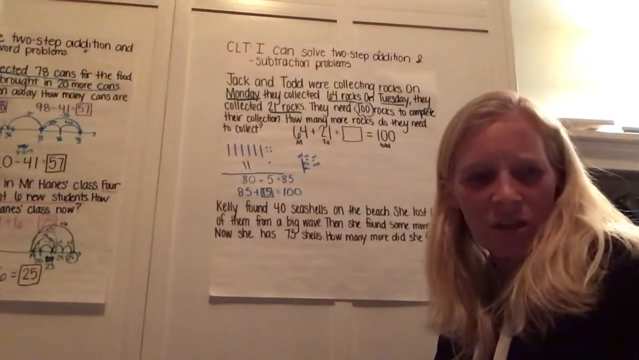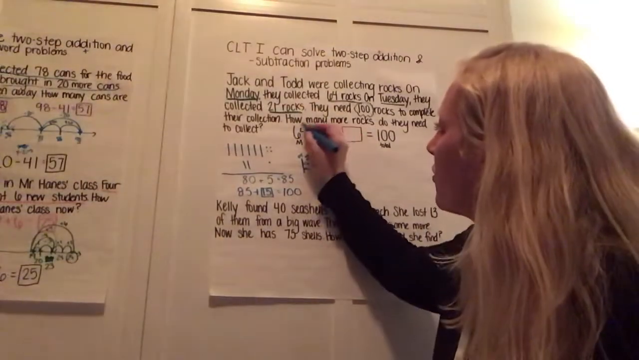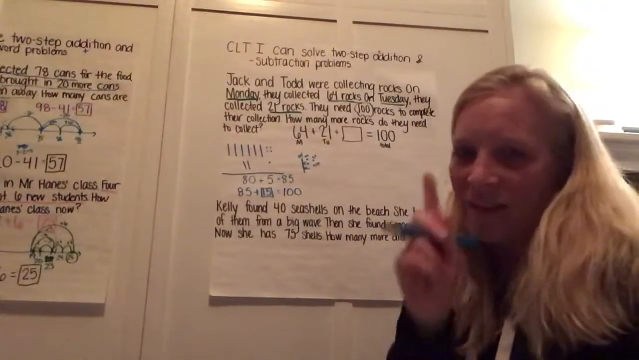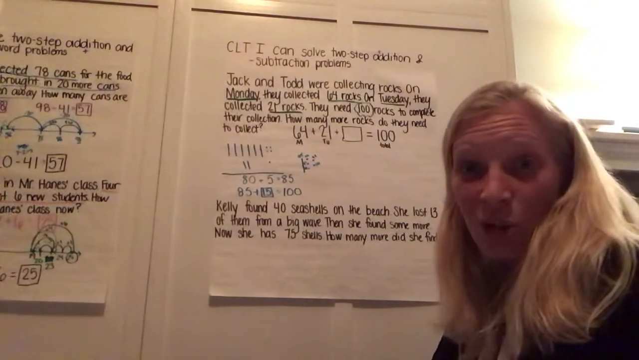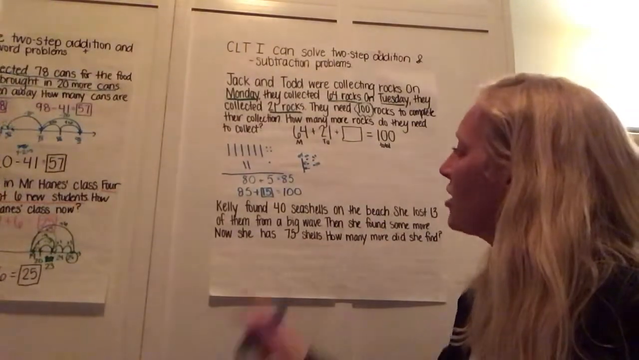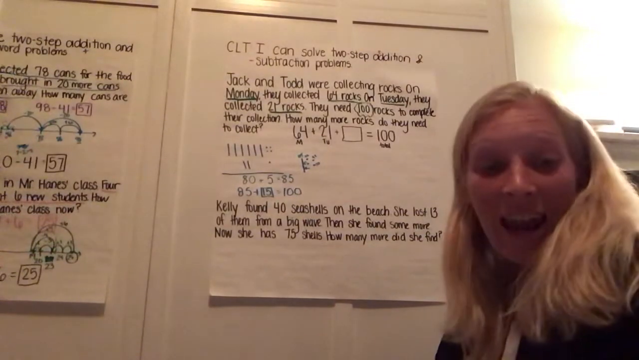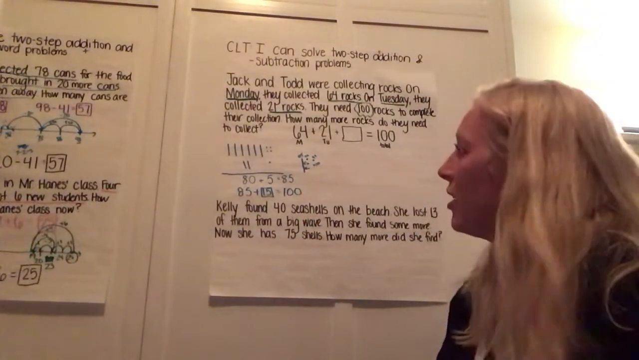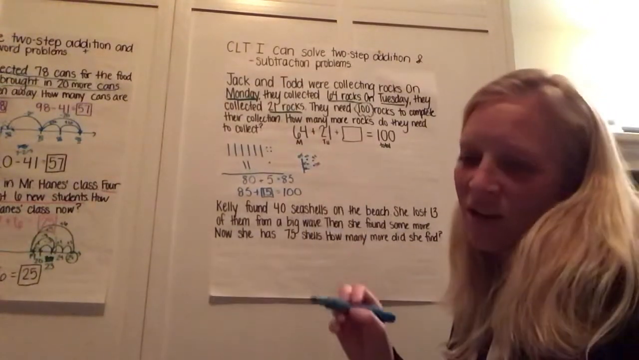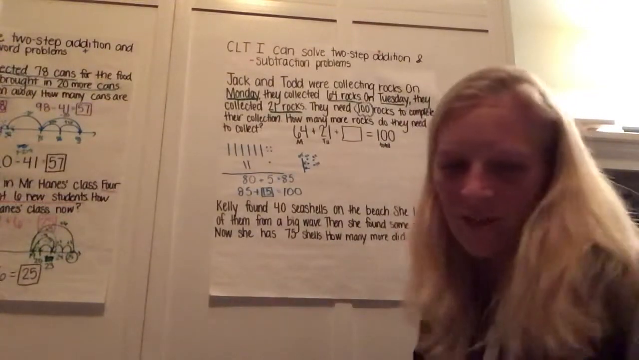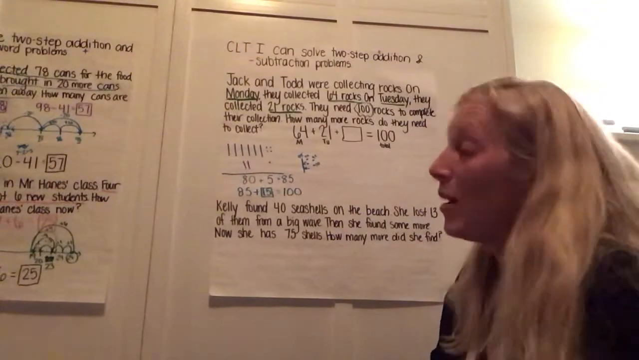Does everybody see what this friend did right here? Combine these two. That was her first step. Kind of like we did yesterday, right? Step 1, and then we got to do step 2. So step 1 was figuring out that Jack and Todd collected 85 rocks on Monday and Tuesday total. And then from 85, we're trying to get to 100. So we counted up by 10, 95, and then you didn't say 105. Why didn't you do another 10? Yeah, because it would have been too much, right?